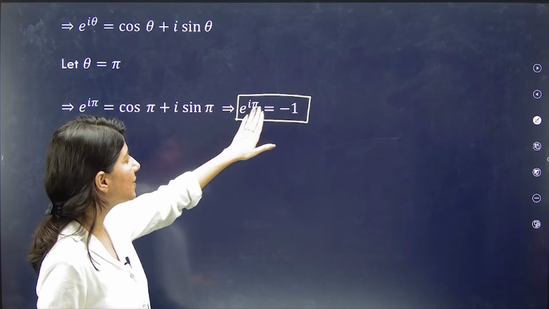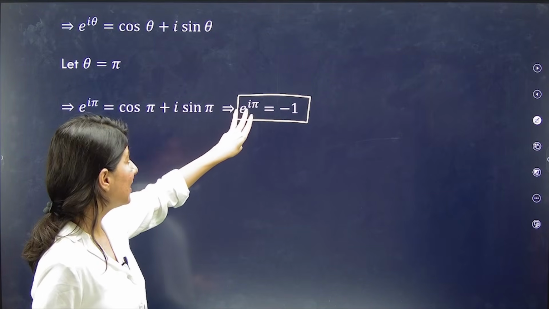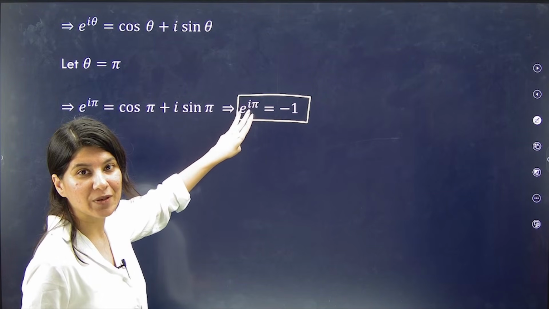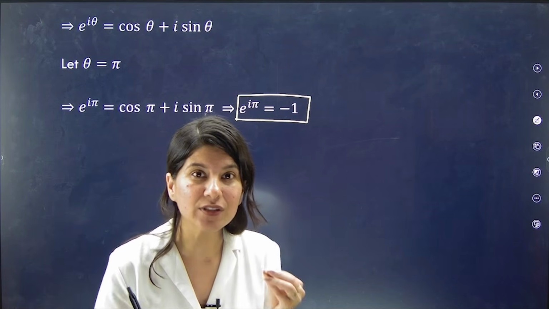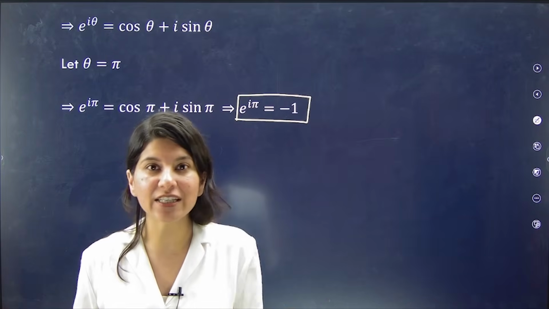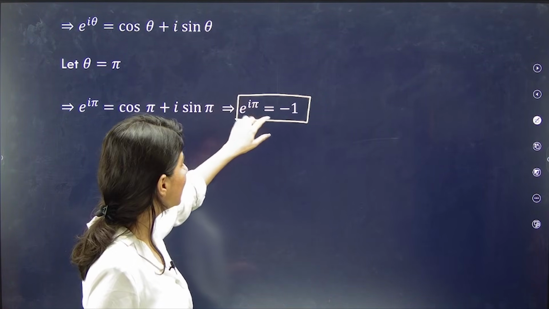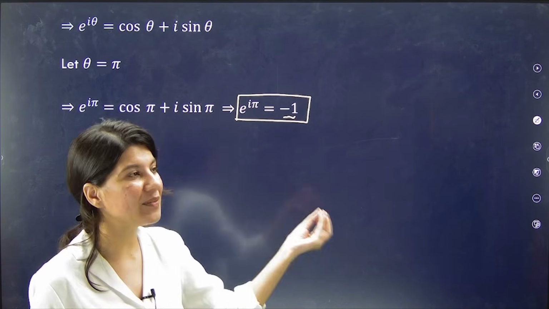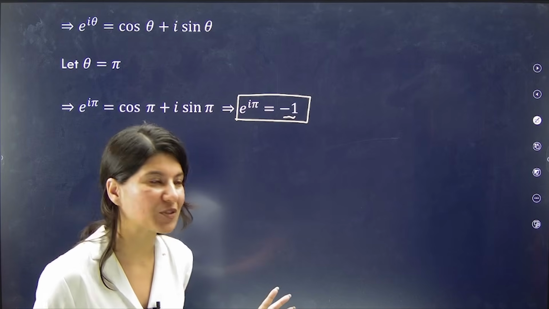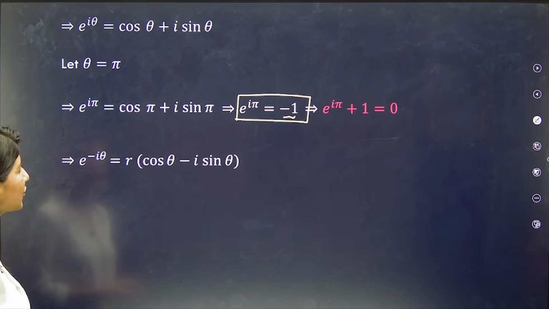Right? So how many symbols? 5 symbols are there, but there are 3 things which have no correlation among themselves: e, iota, pi. 2 are irrational and 1 is definitely imaginary. And if you do the math, you will realize that a simple minus 1 is coming out. That's why it is called the most beautiful equation. Okay, you Google it, you will realize, most beautiful equation of mathematics.